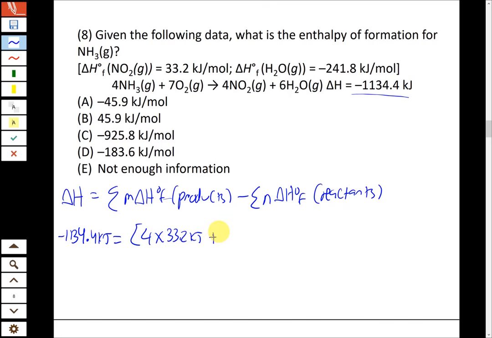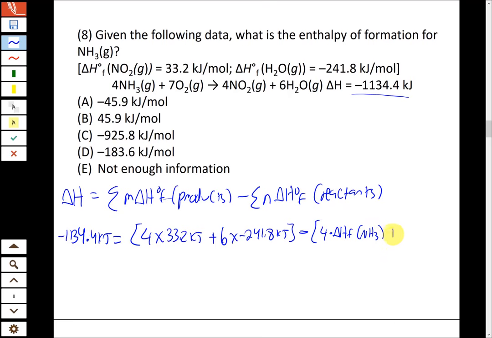And then we're going to have a coefficient of 6 for water with a delta H formation of minus 241.8. Then we're going to subtract from that the delta H of formation of the reactants. So on the reactant side, we have NH3. That's our unknown delta H formation. That's what we're trying to solve for, and it has a coefficient of 4. So we're going to have 4 times the delta H of formation of NH3, which we don't know what that is. That's what we're going to find.